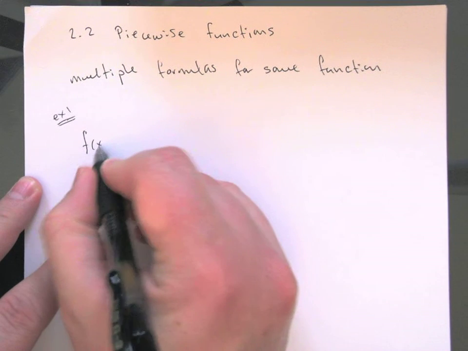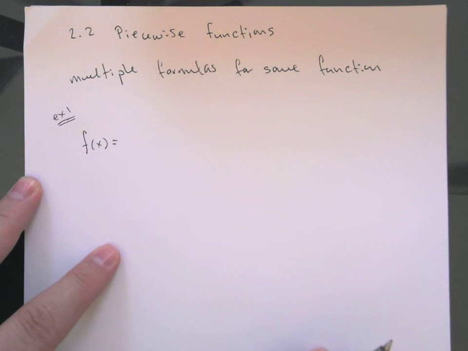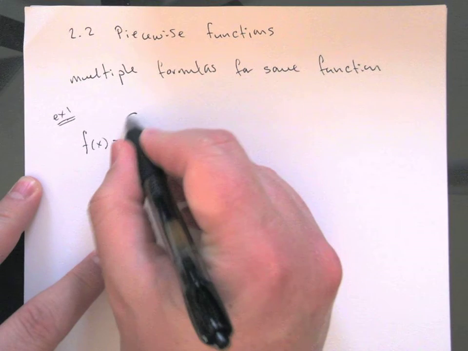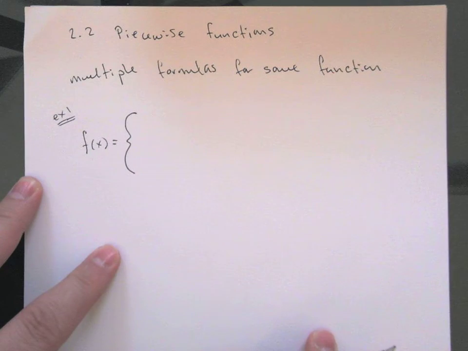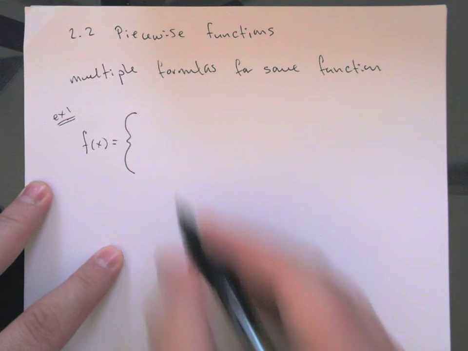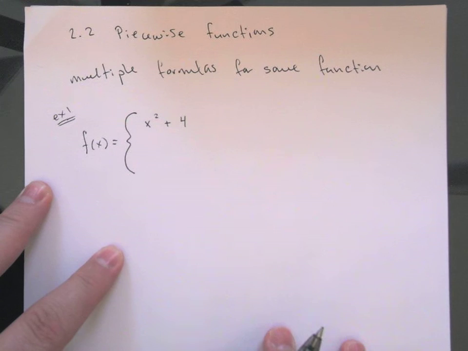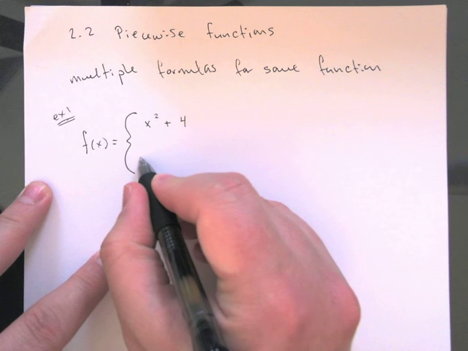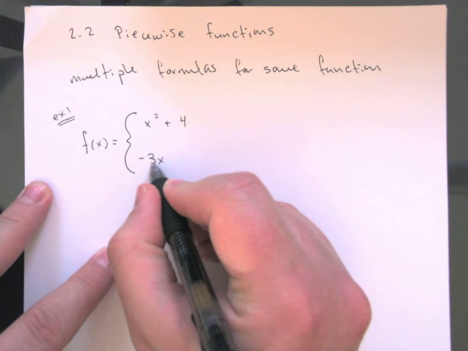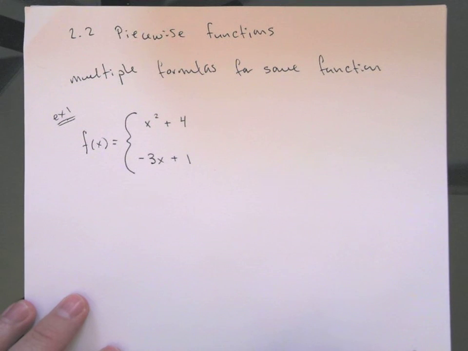So f of x, our classic function notation. What we're going to do if we have multiple formulas is we'll use a big bracket like this, and that gives us space to do two or more different formula definitions. So I'll do pretty simple stuff. Let's just do something like x squared plus 4 as one of our examples, and then let's do negative 3x plus 1 or something as our second formula.